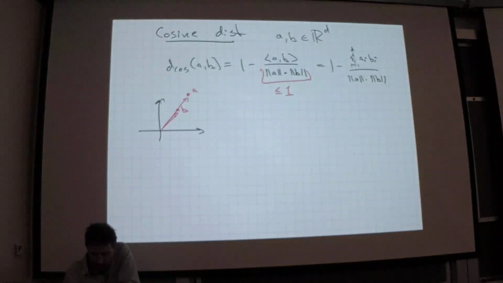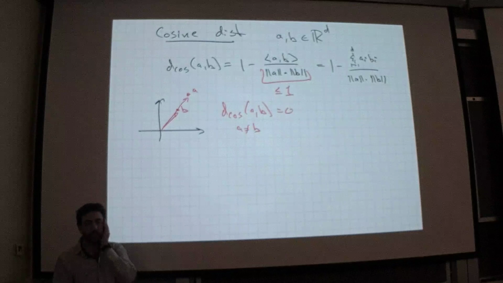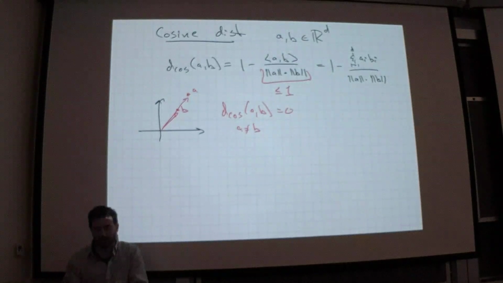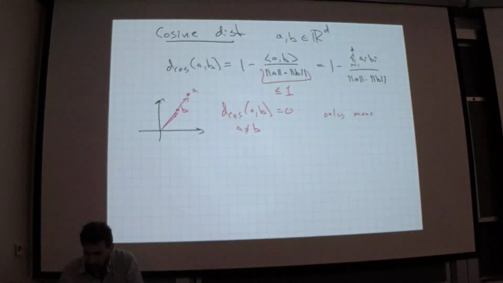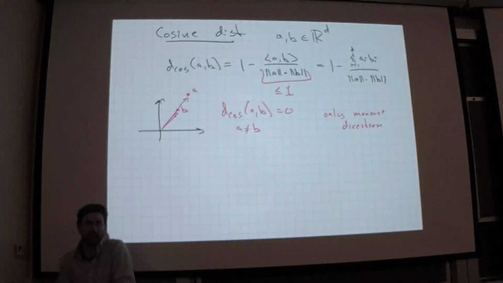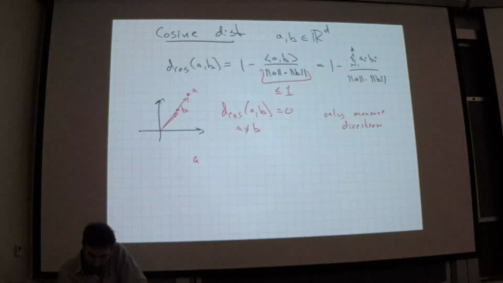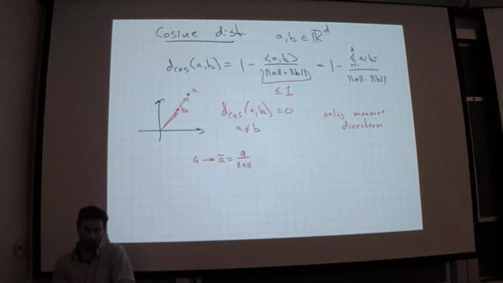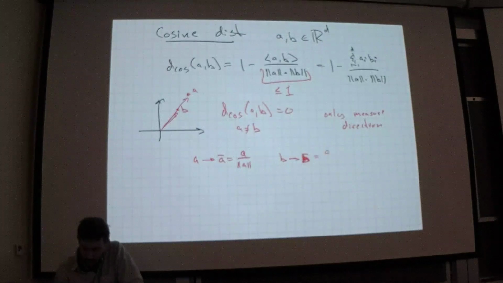So the cosine distance between this A and B is going to be 0, but A is not equal to B. This is only measuring the direction. So I do not satisfy this M2 property, that they're only 0 if the objects are exactly the same. What I'm doing is mapping A to A prime, which is A divided by the 2 norm of A, and mapping B to B bar, which is the normalized version of B.